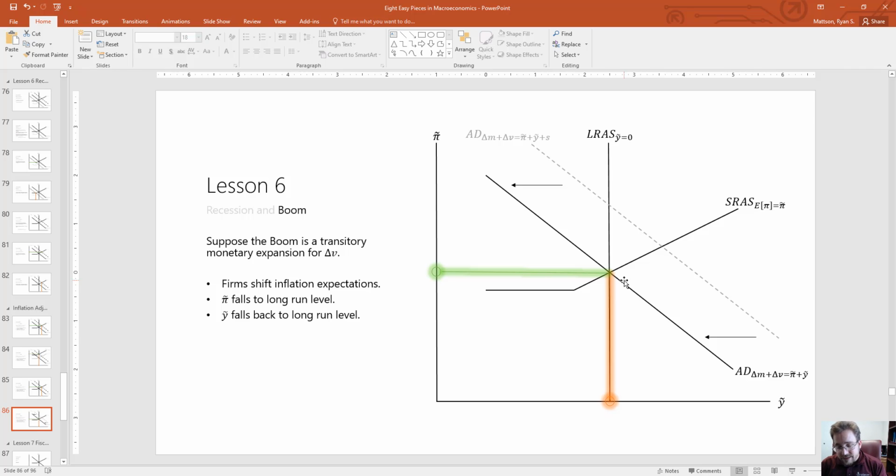All right, so that's how these expansions and contractions work in the Keynesian model, and we'll move on to how fiscal and monetary policy respond to these in the last two easy pieces of macroeconomics.